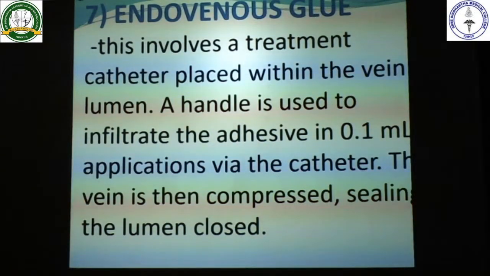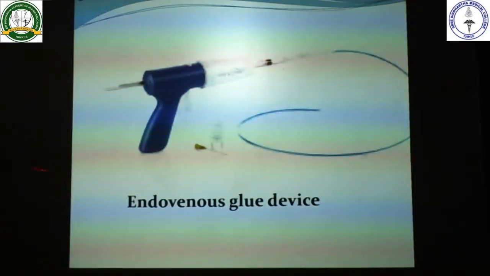Then one more entity is endovenous glue. Recently they are using this also. This involves a treatment catheter placed within the vein lumen. Again, a handle is used to deliver adhesive in 5 mm applications via the catheter. The vein is then compressed, keeping the lumen closed. So this is the glue instrument. They will load the glue after inserting the guide wire, using ultrasound. They will inject the glue into the main trunk of the vein.